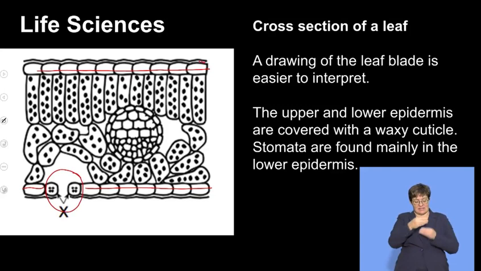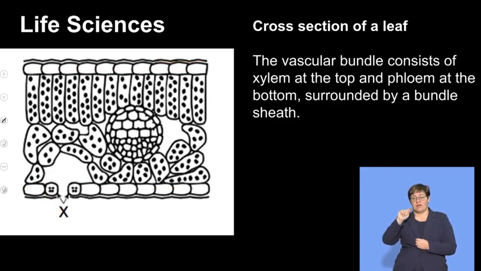Also, we can notice on the upper and lower epidermis, we have a cuticle. Okay, so the epidermis itself is the cells, the cuticle is the waxy covering, and in the epidermis we have stomata. What else can we recognize?